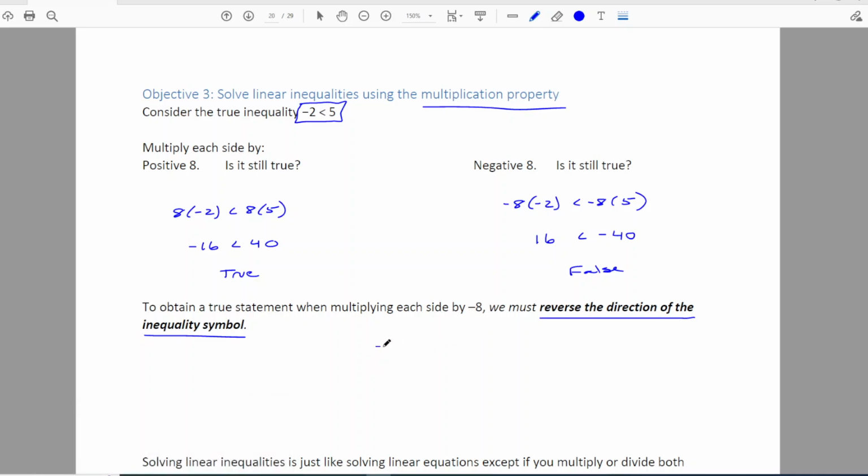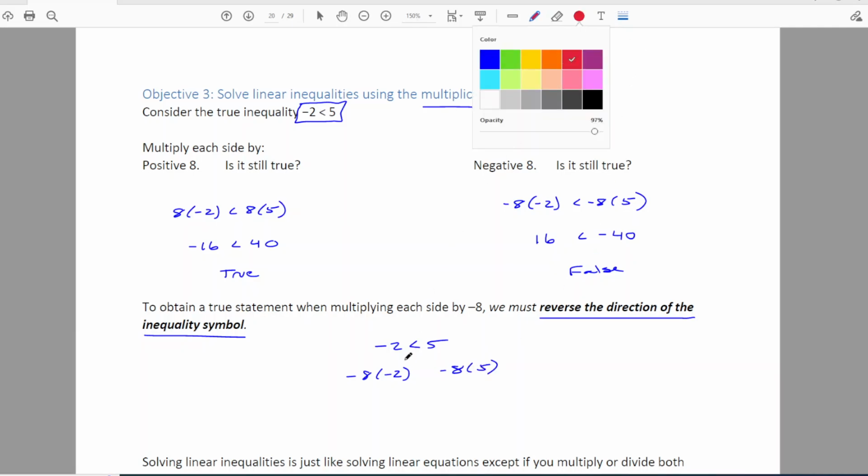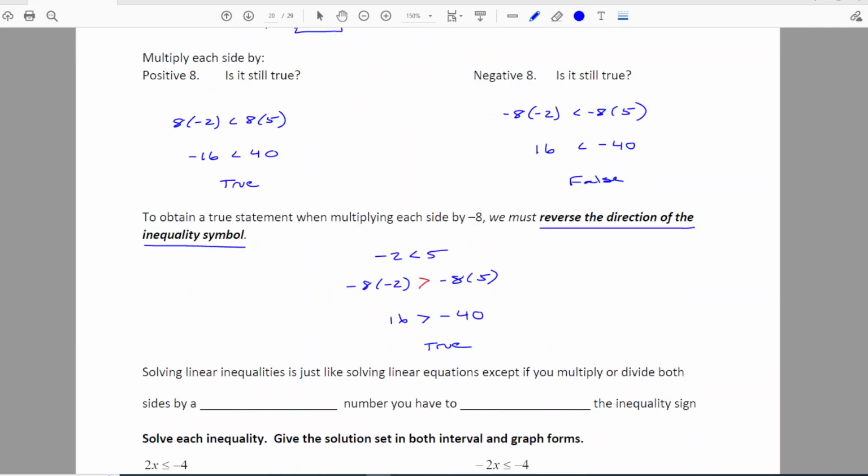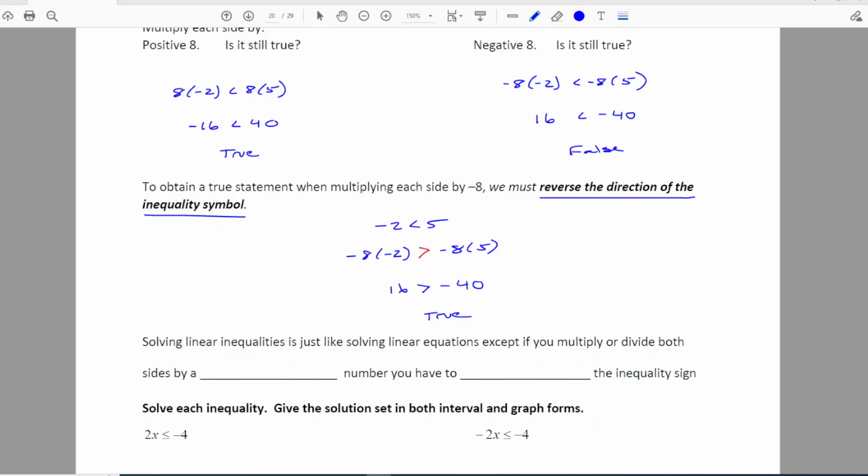So if I had taken negative 2 is less than 5, and I was to multiply it by negative 8, if I switch the sign, then it will maintain its equality. So now I would get 16 is greater than negative 40, and now it's true. So the rule is that any time you multiply or divide, because dividing is just multiplication of a fraction, both sides by a negative number, you have to flip or reverse the inequality sign.